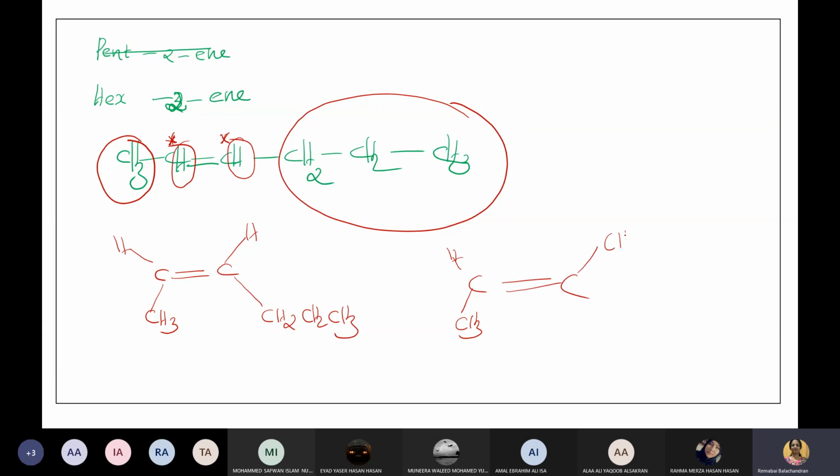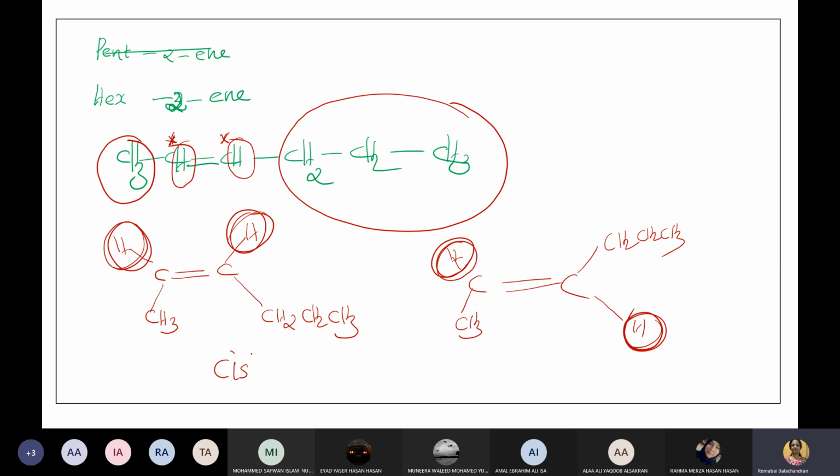And switch the other two, CH2CH2CH3 and H. Here there are two identical groups on the opposite side. Two identical groups on the same side, so this is the cis isomer. This is the trans isomer. Yes, it shows. So now you understand how to do it, right? Yes, doctor. Okay.